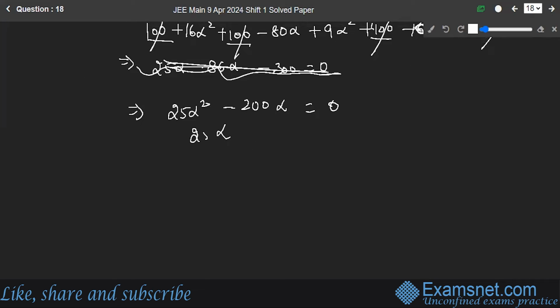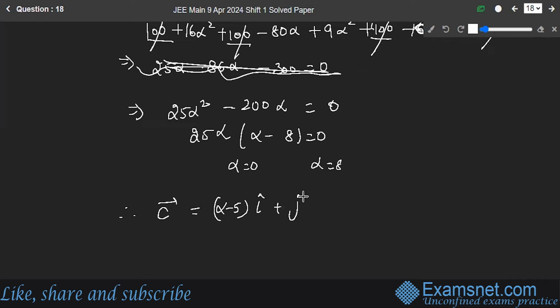Alpha, 25 alpha minus 8 is equal to 0. That means either alpha is equal to 0 or alpha is equal to 8. Taking the positive value for alpha, you have alpha is equal to 8. Therefore, the C vector will be equal to, it was alpha minus 5 i plus j plus minus 2k. So this will be equal to 3i plus j minus 2k.